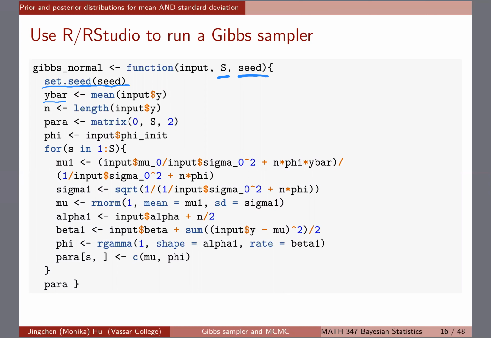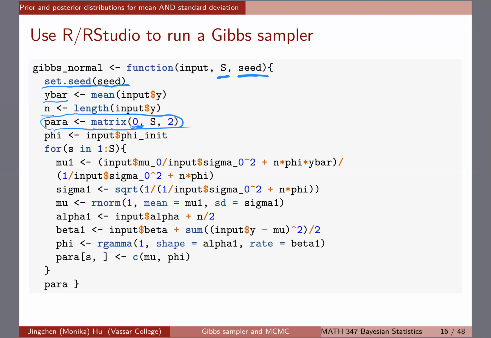So here, getting y bar, getting n, and this is the key. This is probably something new that you never saw. So we're gonna take a sequence of draws of mu and phi, right? And we want to save them. So what you can do is you can create a matrix only containing 0. Okay, so that's what this first input is about. And it's going to be a matrix of dimension S times 2. S is how many iterations I'm doing, and 2, of course, the first column is for mu, the other column is for phi. Okay, so you initialize a matrix here.